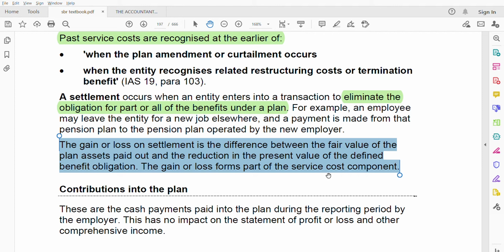So it's the difference between the fair value of the plan assets paid out and the reduction in the present value of the defined benefit obligation. You're reducing it, your benefit obligation will reduce, that's why reduction, and also the fair value of plan assets paid out. So the difference would be a gain or loss.